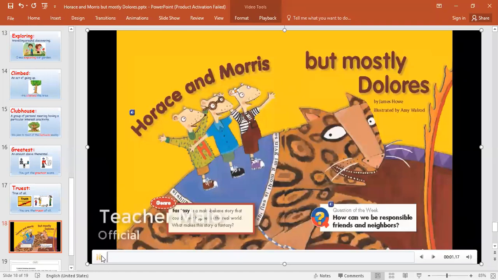Horace and Morris, but mostly Dolores, by James Howe. Illustrated by Amy Rod. Genre: Fantasy is a make-believe story that could never happen in the real world. What makes this story a fantasy?